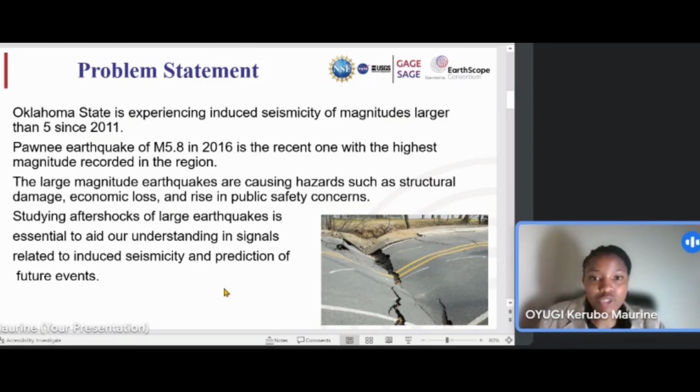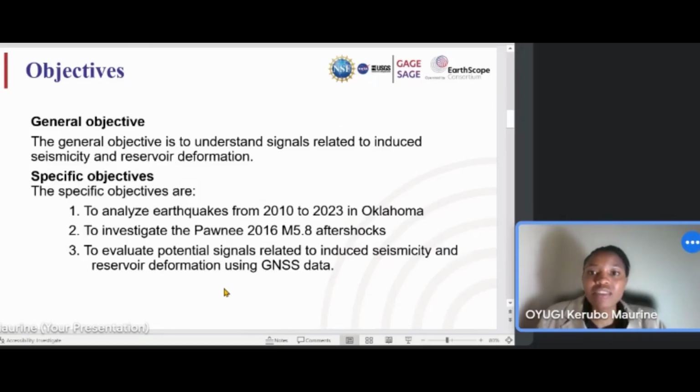Therefore, studying aftershocks of large earthquakes is essential to aid our understanding of signals related to induced seismicity and even in predicting future events. The general objective of this study was to understand signals related to induced seismicity and reservoir deformation.